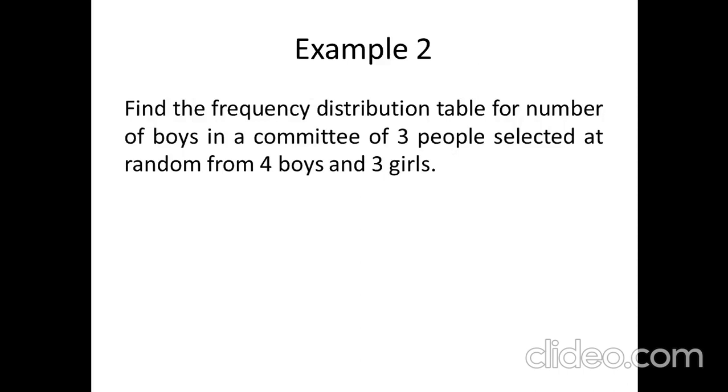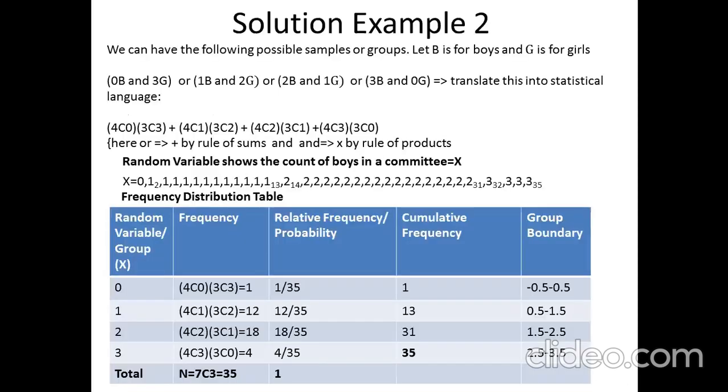The second example is: find the frequency distribution table for the number of boys in a committee of 3 people selected at random from 4 boys and 3 girls. So in this case, we have to make a committee of 3 people from 4 boys and 3 girls, and let's see how this could be done.